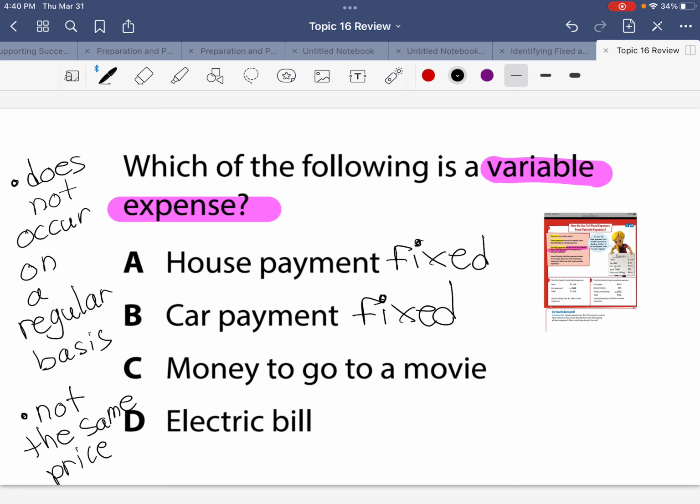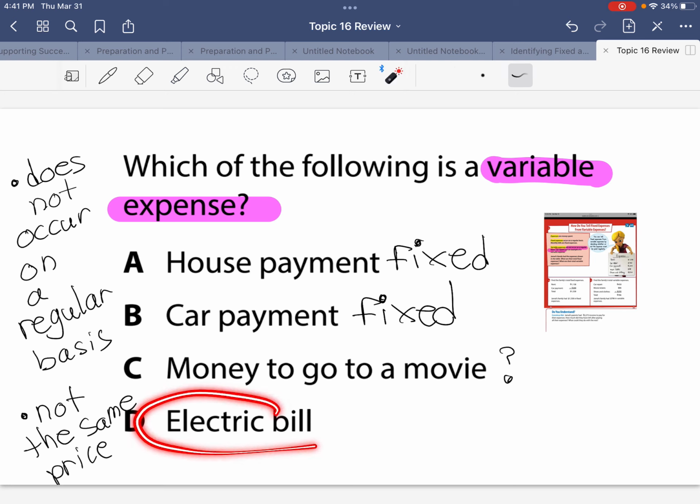Okay. Money to go to a movie. Well, your family doesn't always go to the movie every single day. Your family doesn't always go to the movie on the same day every month. So, for example, you don't say, okay, today's March 31st, I'm going to go to the movies. That means April 31st, I'm also going to go to the movies. No. And you don't always pay the same price for a movie. Okay? The prices are always different. So it could be C.